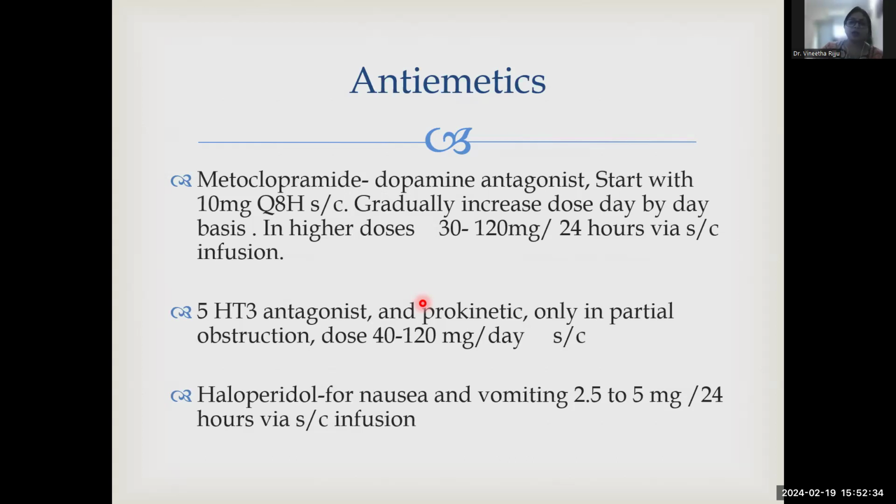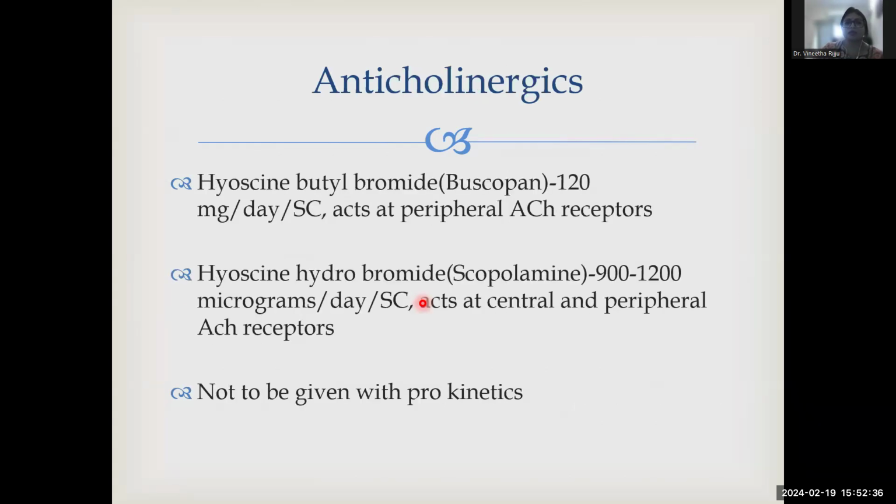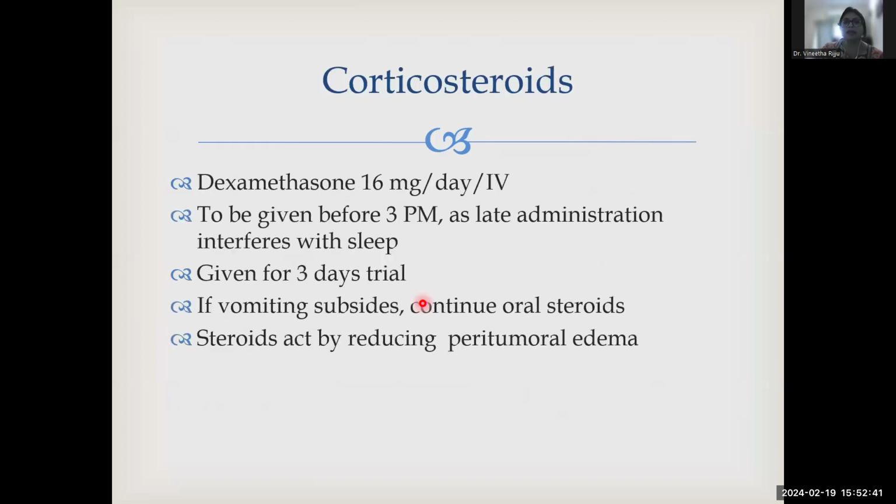Now, haloperidol also can be used. Anticholinergics, we were talking about Buscopan, isn't it? And we were talking about corticosteroids, dexamethasone, 16 to 24 milligram in a day, IV, right? And we did talk about the 3-day trial. If it is a severe advanced disease, or after the trial, the patient can be tapered down on the steroids and continued as oral steroids before it is completely stopped.